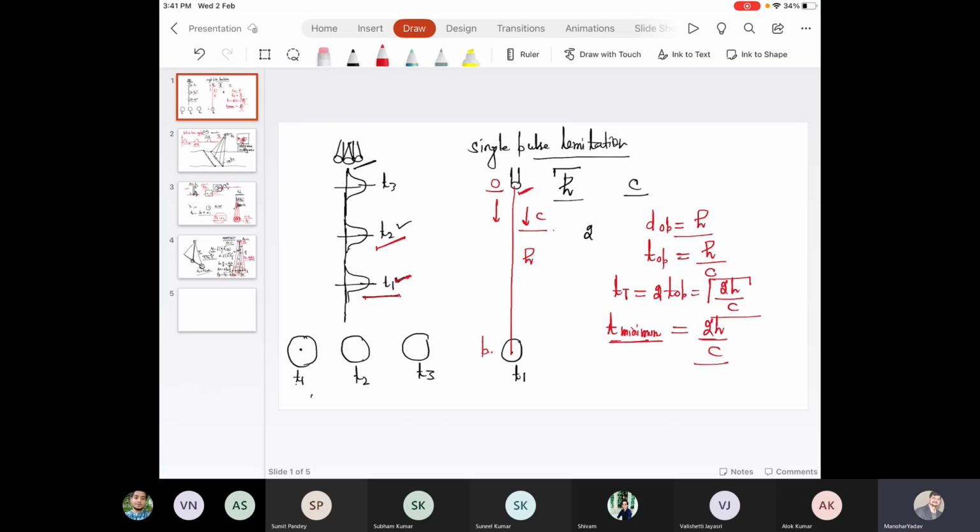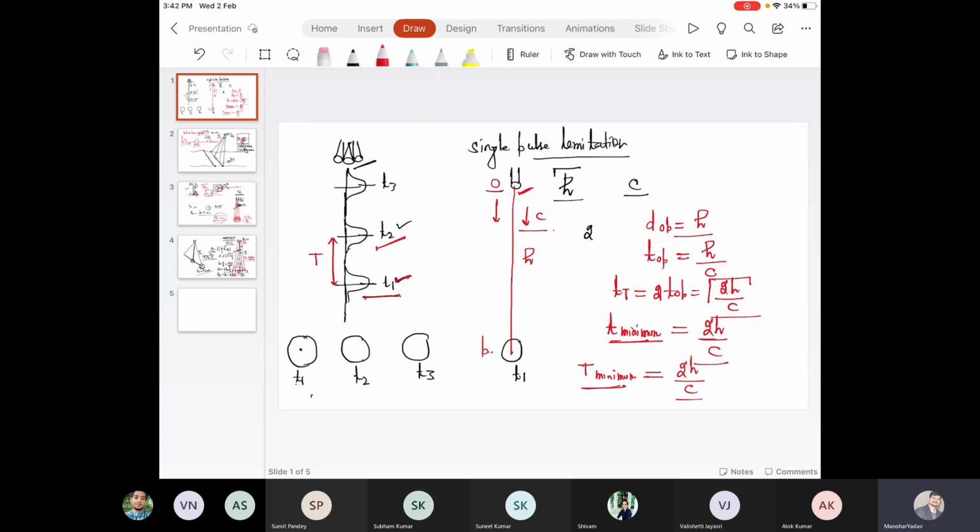Can we determine this? Can we correlate this T minimum with the wavelength? What is wavelength? Wavelength is this time, sorry, this time period. This is time period T. It means the minimum time period should be equal to 2h by c. And it can be more than that. If you increase it, it's fine.